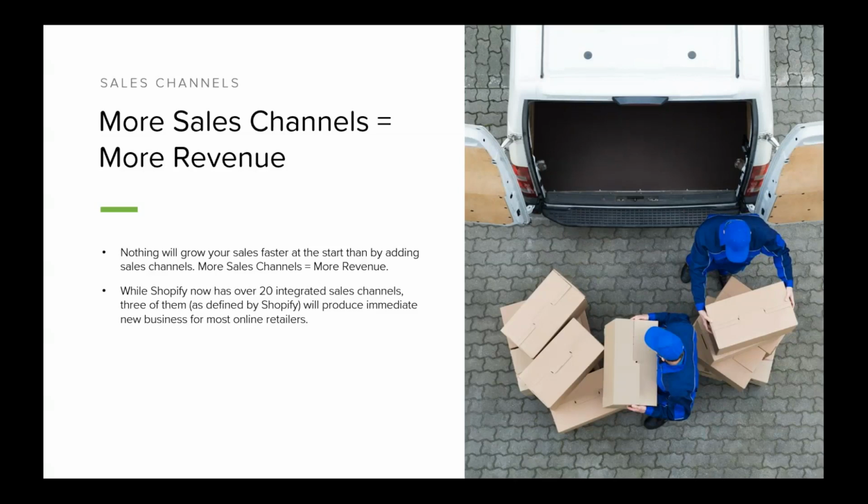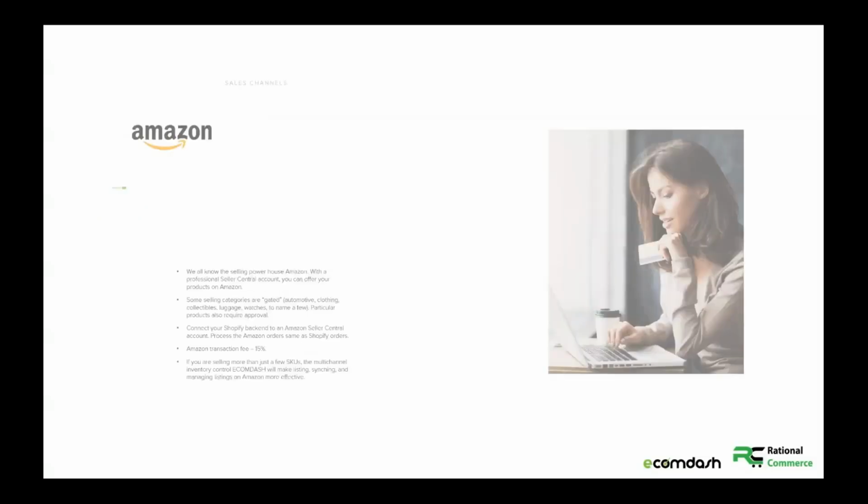The biggest thing that you can do to jumpstart your selling is you've got to add sales channels. And I'm using the term sales channels as defined by Shopify. More sales channels means more revenue. Right now, Shopify identifies 21, 22 different sales channels that you can integrate into your store, meaning you can process orders, everything takes place in your Shopify back end. But there are a couple of sales channels that will give you almost immediate results.